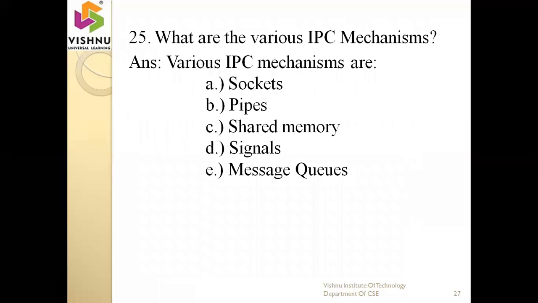What are the various IPC mechanisms? Actually, there are 5 different mechanisms. The first one is sockets, the second one is pipes, the third one is shared memory, the fourth one is signals, and the fifth one is message queues. So these are the different IPC mechanisms that exist.